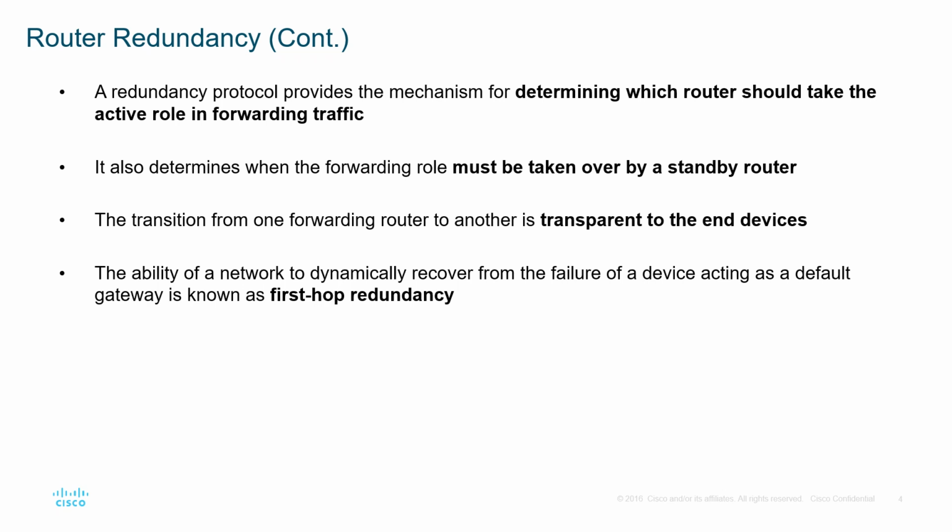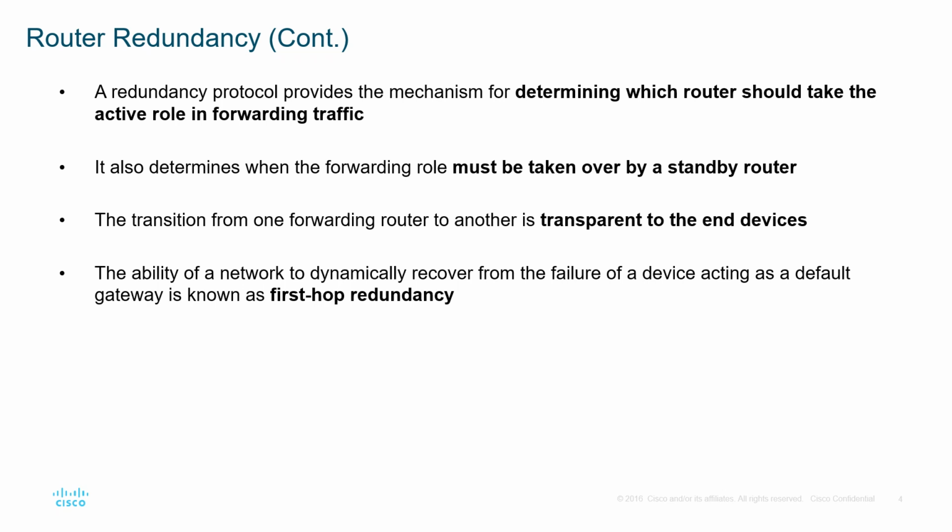A redundancy protocol provides the mechanism for determining which router should take the active role in forwarding your traffic. It also determines when the forwarding role must be taken over by your standby router. The transition from one forwarding router to the other is transparent to the end device. The ability of the network to dynamically recover from the failure of a device acting as a default gateway is known as first hop redundancy.